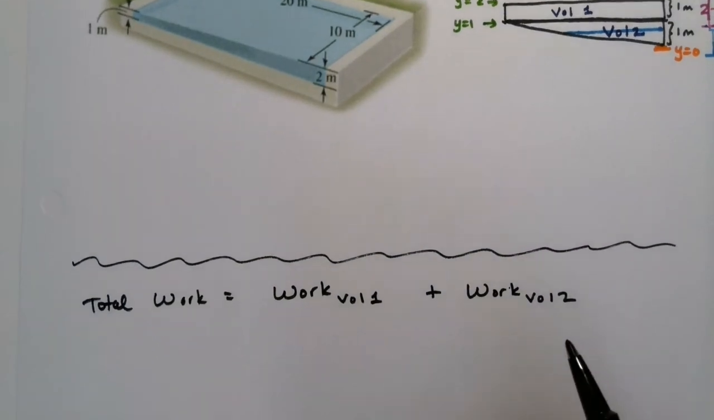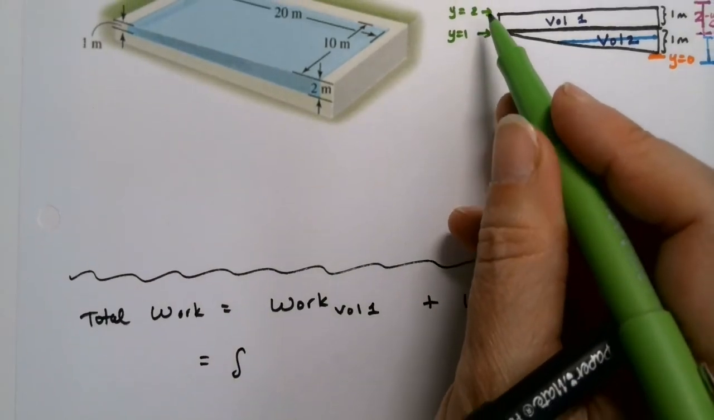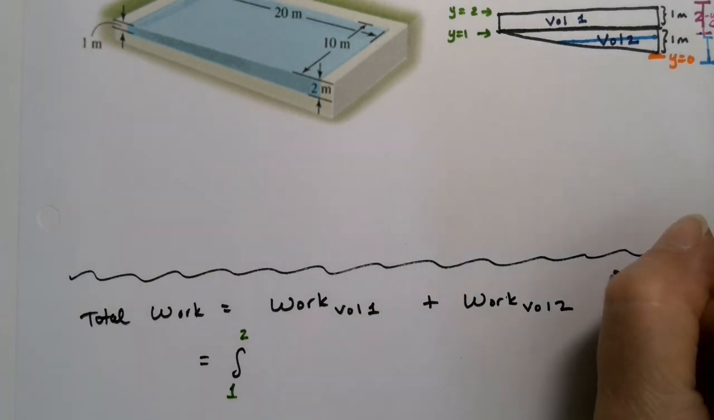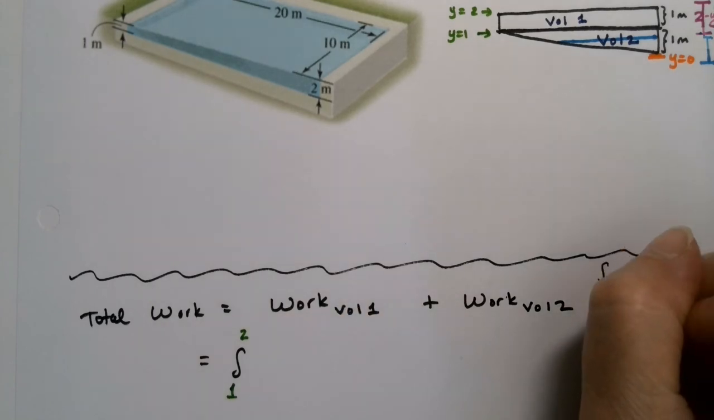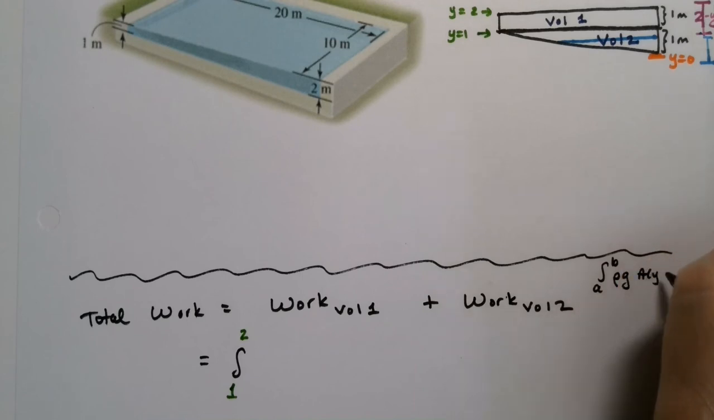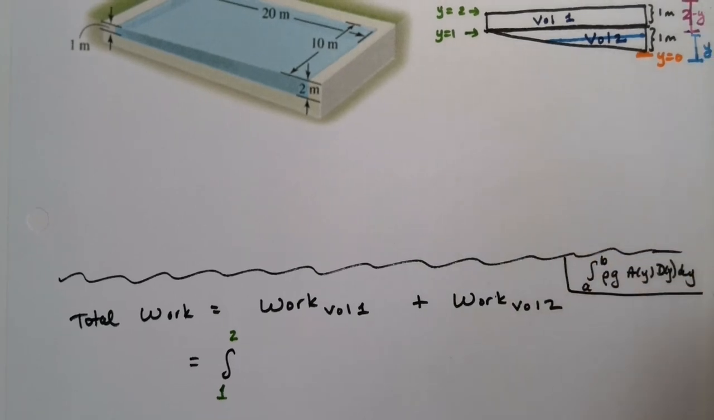Now, volume 1 is actually pretty straightforward. So let's do volume 1. Volume 1 would be up at the top. It's going to go from y equals 1 to y equals 2. So from 1 to 2. And then it's the same thing. Let me just write this formula up here. Remember, it's the integral from a to b of rho g A of y d of y dy. Just a little reminder. That's the general form.